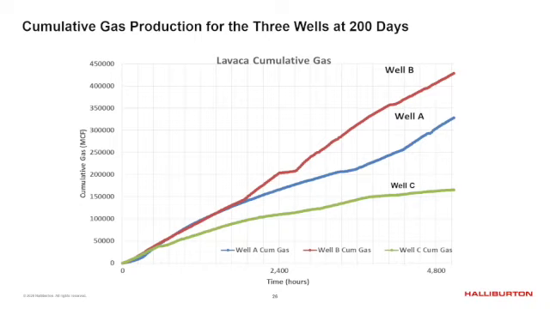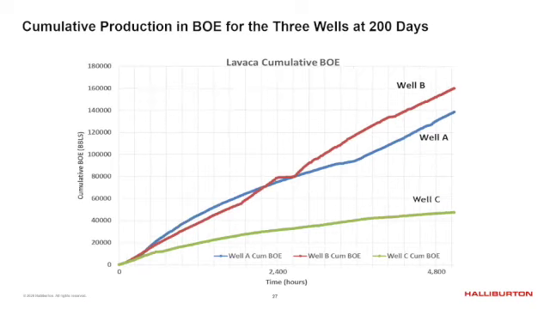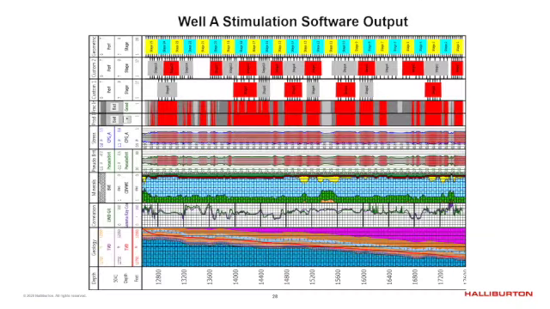That was cum oil before. So well B outperformed well A significantly more on gas. Well C made a little bit more gas than it did oil, to be expected. And then BOE, again, well B comes out on top. It's interesting because well B had 19 stages, well A had 25. Number of stages doesn't matter here. It's the quality of the rock that you're in that really drove the productivity and performance of these wells.